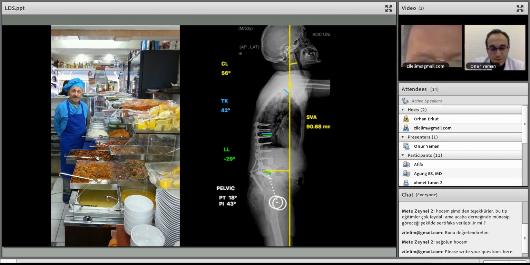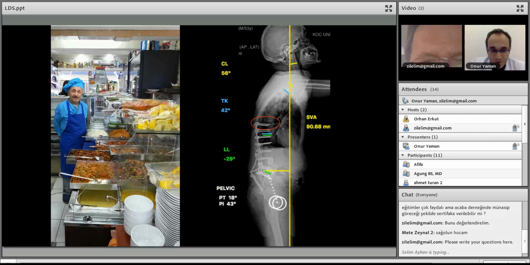If you look at the top of this system, we thought that it would fail from the proximal junction. But this patient came to us with rod breakage here. Now I will operate on this patient, I think, next week.